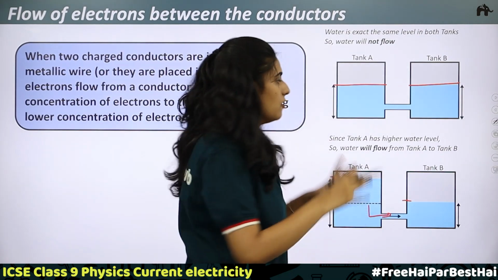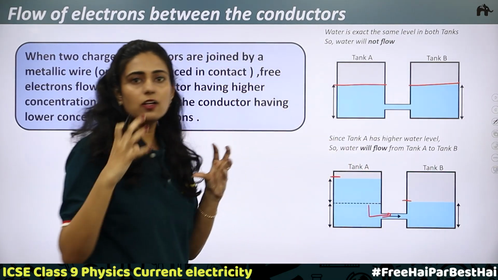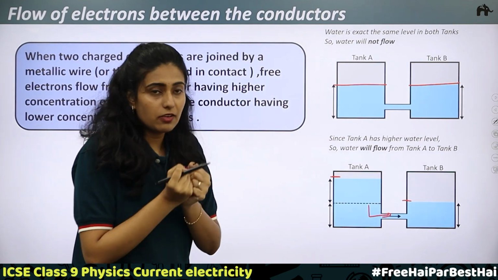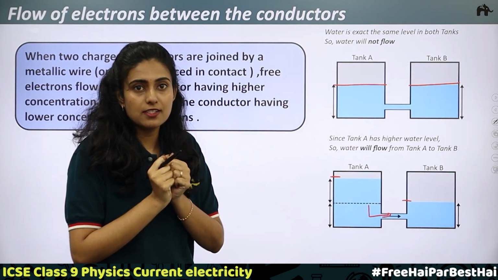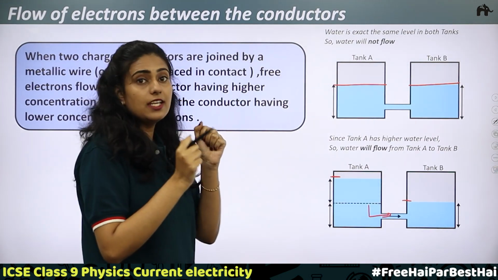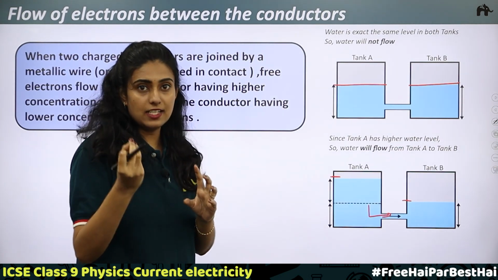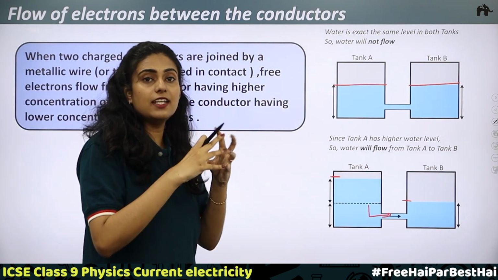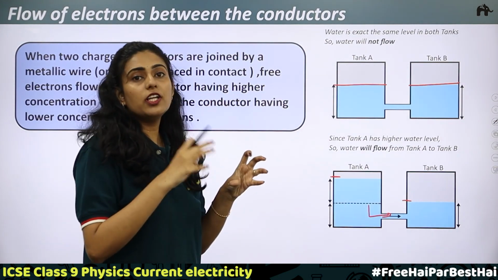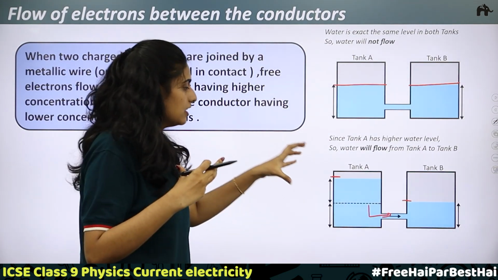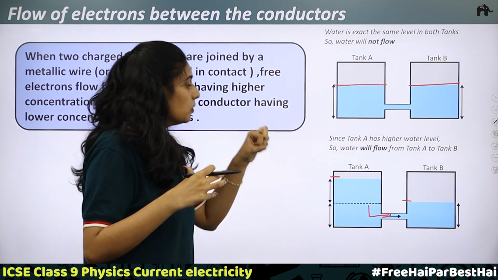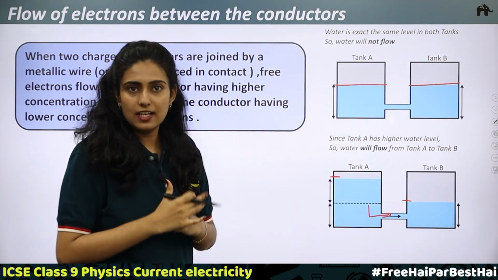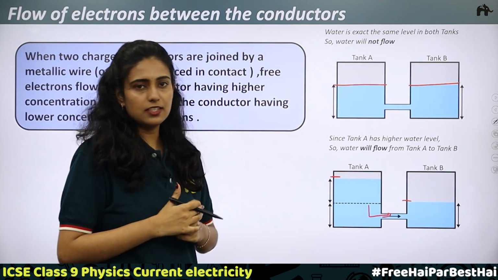less. For example, if you have a hot body and a cold body, when you keep them close, what happens? The temperature of the cold body will increase and the temperature of the hot body will decrease. What is happening? Heat is getting transferred from the hot body to the cold body. So where it is more, from there it will go to a region where it is less. A similar thing will happen here.